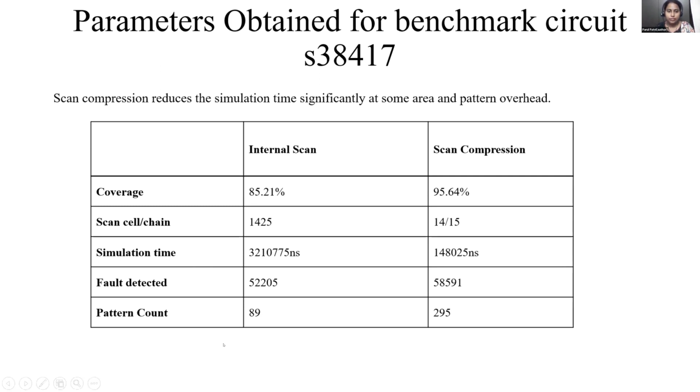The pattern count for internal scan, where you check chain continuity, is 89, and for scan compression it is 295. The pattern count in scan compression is higher compared to internal scan to get some coverage.